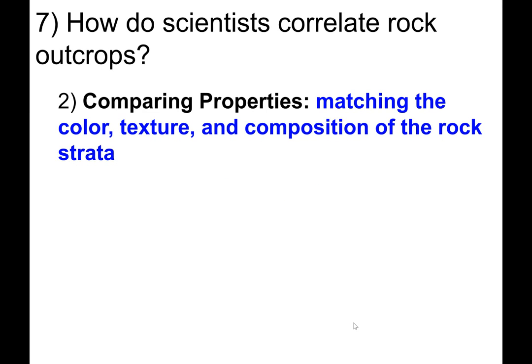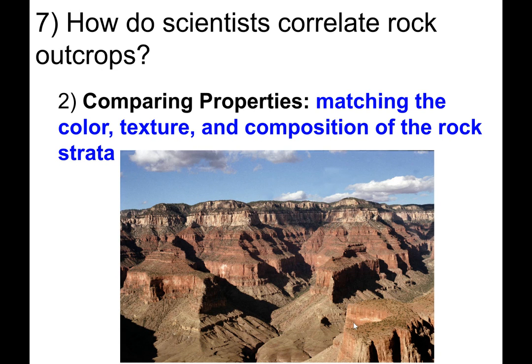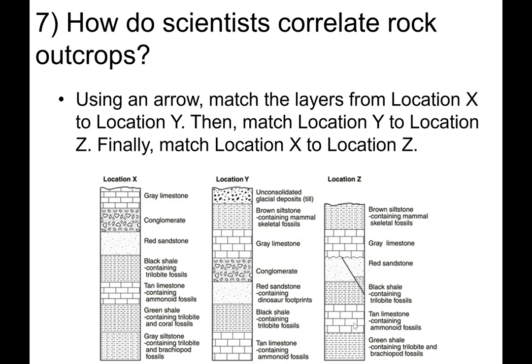So when we compare properties, we're matching the color, texture, and composition of the rock strata. We look here, and we see very symmetrical as we go from left to right, but if we go from the bottom to the top, we see a lot of differences. Now, this is going to be our last little exercise. This takes a little bit of time. When we're looking at the rocks, we see our gray limestone in location X, but if we look at Y, the gray limestone is a little bit lower. So we're going to try to match up as we go across. We have conglomerates, red sandstone, black shale, and tan limestone. Now, all these lines in blue match up with locations on Y. So we're correlating between X and Y right now.